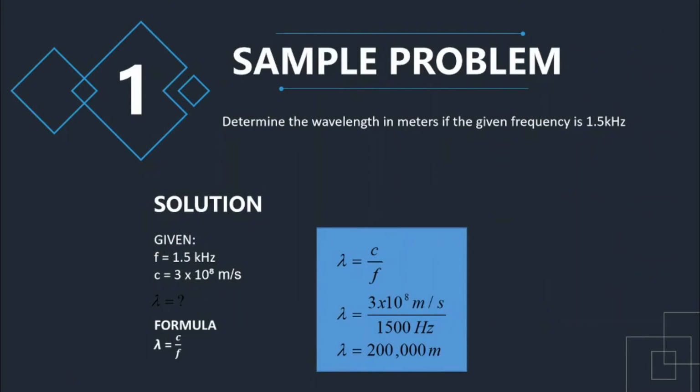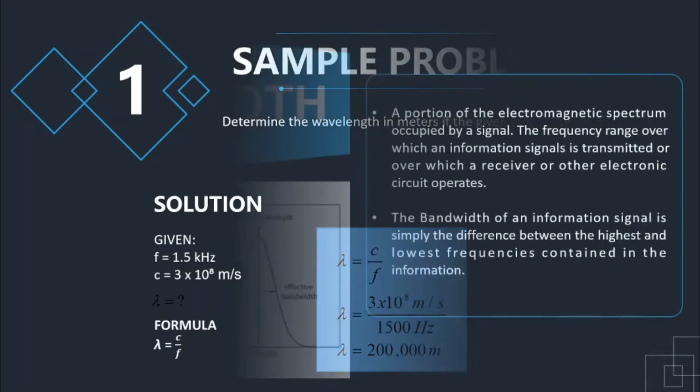So, sample problem. Determine the wavelength in meters if the given frequency is 1.5 kHz. So, ang frequency daw ay 1.5 kHz. Ang speed of light, which is constant, is 3 times 10 raised to 8 meters per second. Ang hinahanap natin ay yung wavelength. So, again, ang formula ay C over F, or the speed of light over the frequency. So, 3 times 10 raised to 8 meters per second over yung given frequency, which is 1.5 kHz, ang makukuha natin ay 200,000 meters. So, yun ang ating wavelength.